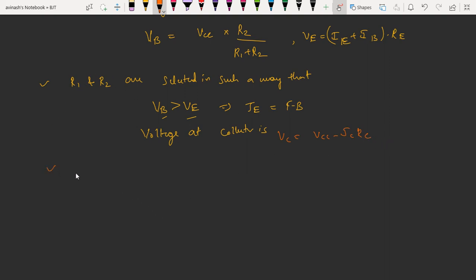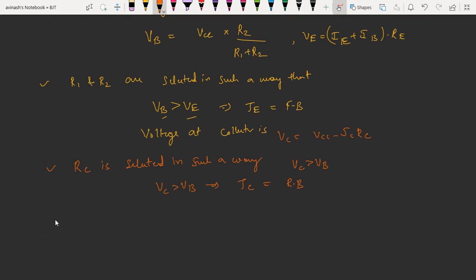Let us consider this point. RC is selected in such a way that the collector voltage is more than the base voltage. Means if VC is greater than VB, then junction JC will be in reverse bias.